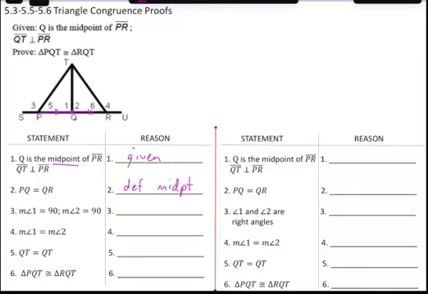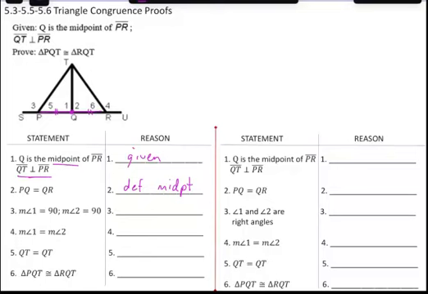So by definition of midpoint, we know that PQ and QR are equal. And then we also see that QT and PR are perpendicular. And so this is going to go in one of two directions, and that's what these two versions of this same proof give you, the two directions that this can go.